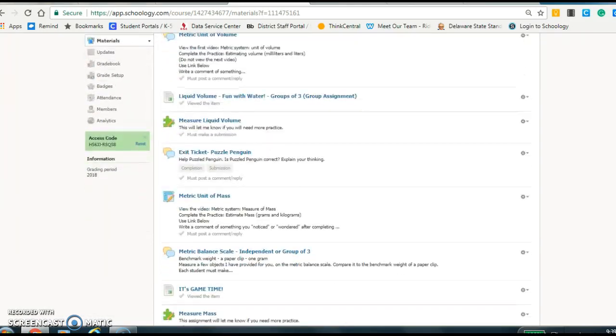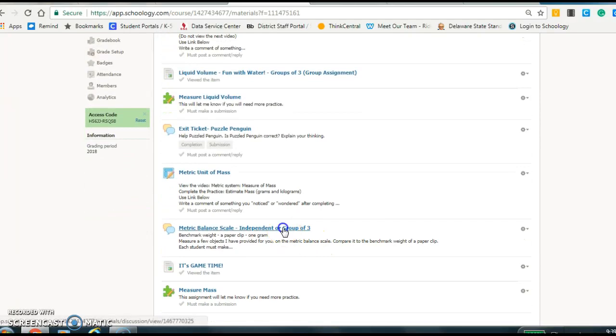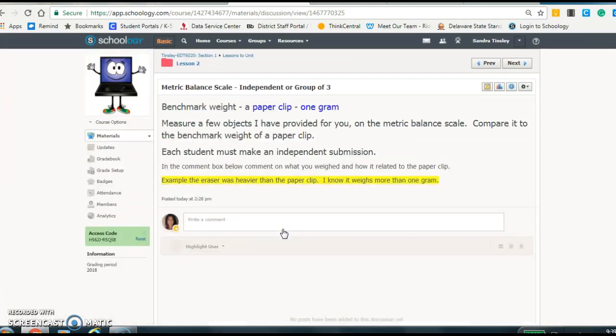After they view the video on mass, they'll do an independent or group assignment where they'll use the benchmark weight of a paper clip as 1 gram. It says measure a few objects I have provided for you on the metric balance scale compared to the benchmark weight of the paper clip. Each student must make an independent submission. So even if they do it with a group, they're going to submit independently, and I gave them an example. Example: the eraser was heavier than the paper clip. I know it weighs more than 1 gram.